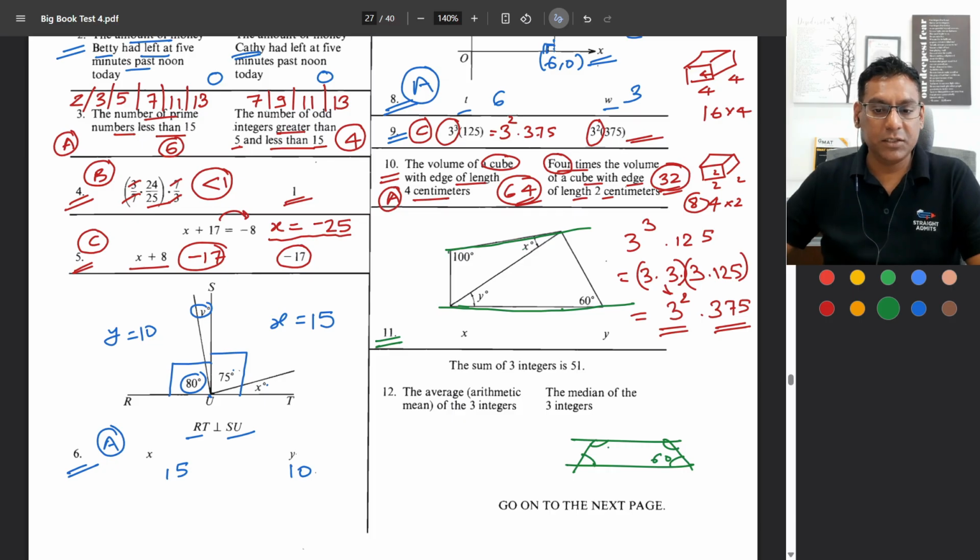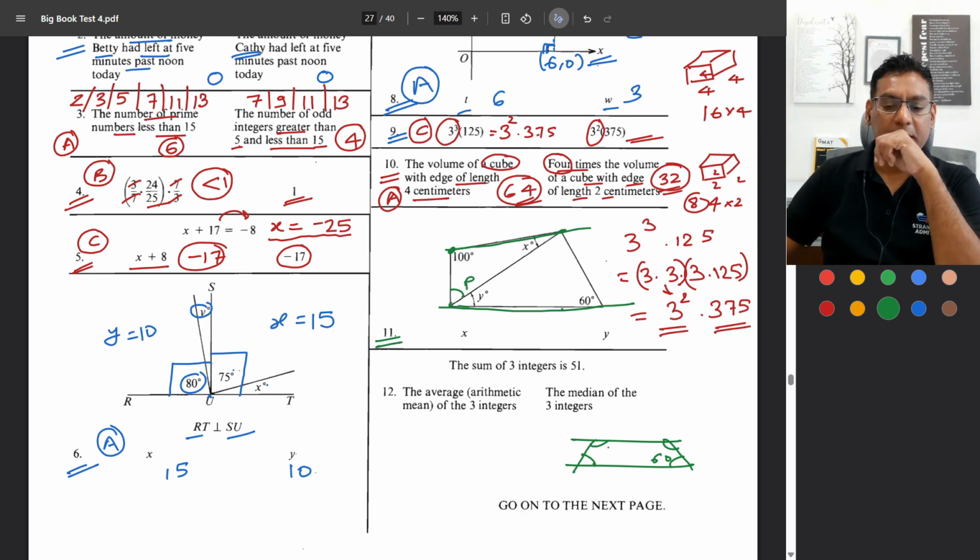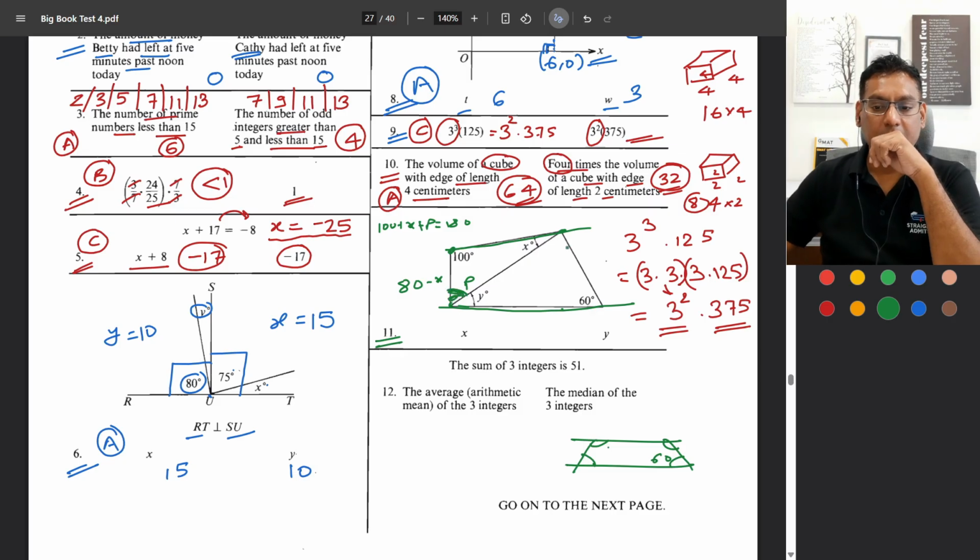Let's look at this triangle. Let's see, this angle is P. What can I say? I can say that 100 plus x plus P is equal to 180. That much I know. That means P is going to be 80 minus x. This is 80 minus x. Similarly, this is also going to be 120 minus y. Why? See, add them up. Y minus y will get cancelled. 120 plus 60 is 180.